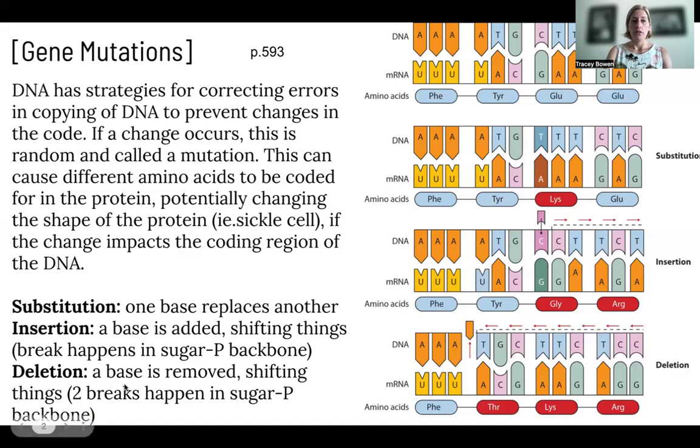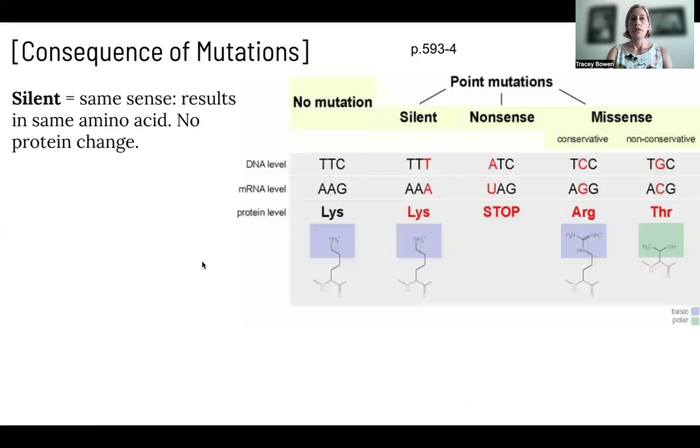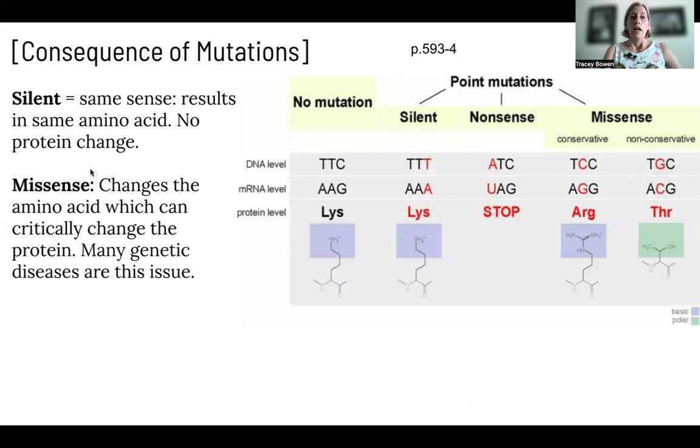And so in a deletion, we have two breaks happening in the sugar phosphate backbone, and in an insertion, we have one break happening. So the consequences of the mutations: some mutations can happen and they're silent, so they result in the same amino acid. A lot of amino acids have slightly different codes, like there are three codons. Their codon segment has a bit of variation. That's optimal, potentially. If we have a missense, that means it can change the amino acid, which can critically change the protein. And many genetic diseases result because of this problem.